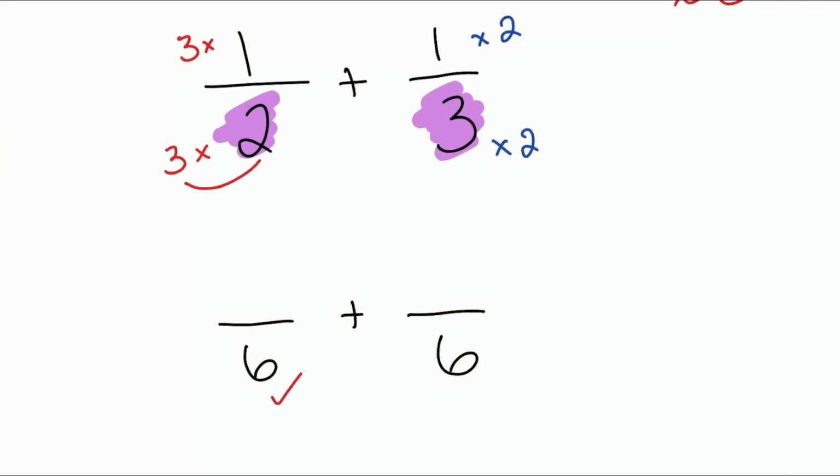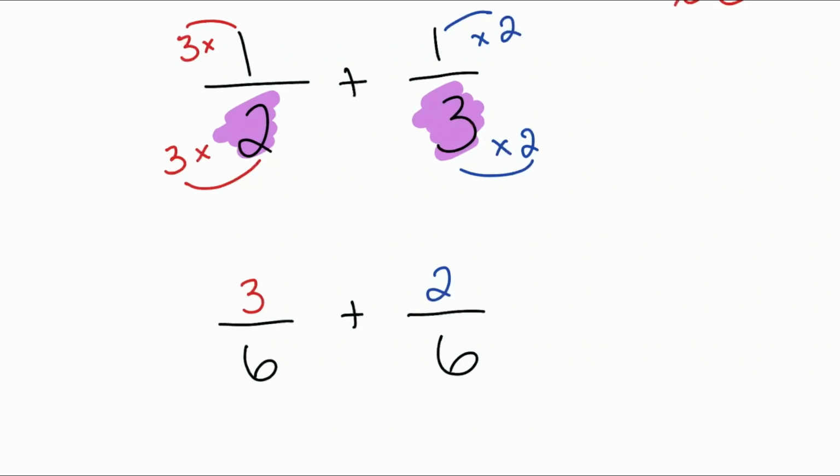3 times 2, that's 6. So we knew that would be there. 3 times 1, that'll be 3. Then on the right side, again, 3 times 2, that's 6. We knew that was the case. But here, 1 times 2, that's going to be 2. Now that we're here, everyone, 3/6 plus 2/6, what will that give us?